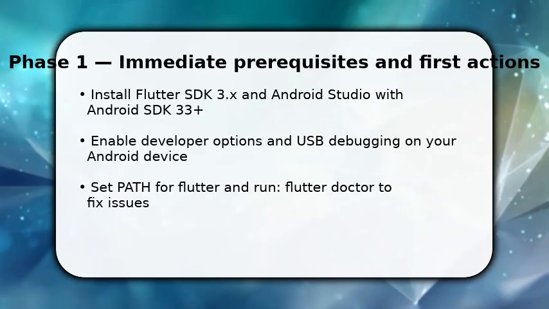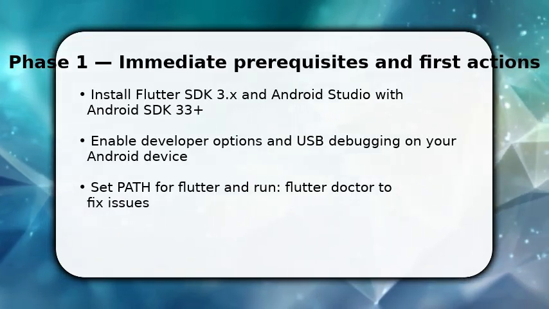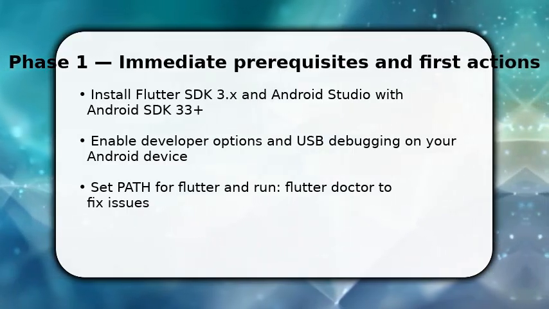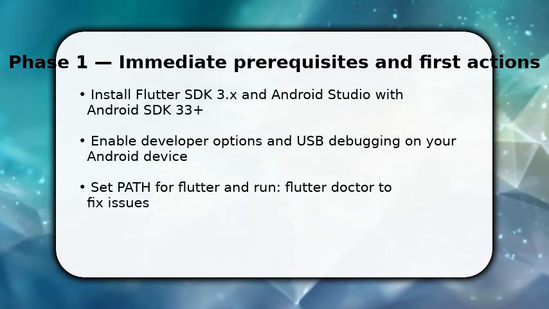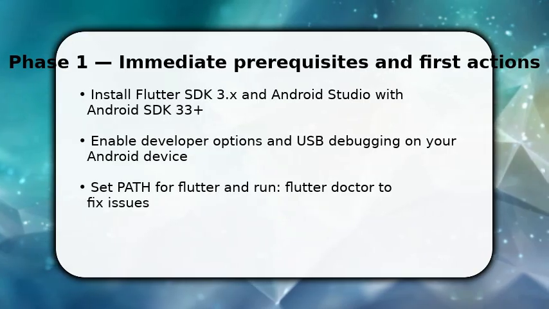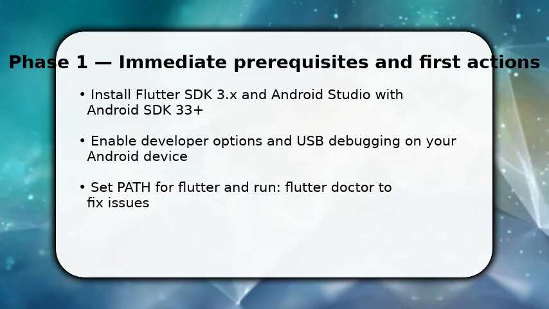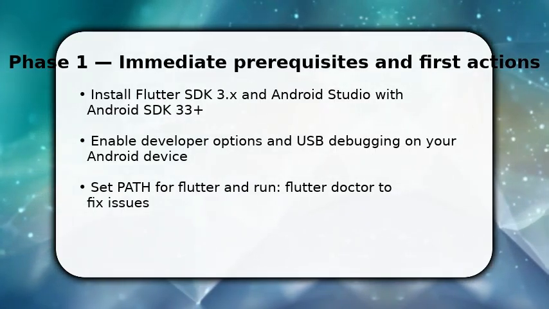You start by verifying prerequisites and taking the first actionable steps now. Install Flutter SDK and Android Studio, then set the path so Flutter commands work system-wide. Connect a device or create an emulator. Enable USB debugging on the phone. Run Flutter Doctor and address missing items. This confirms toolchains, licenses, and Android SDK components.